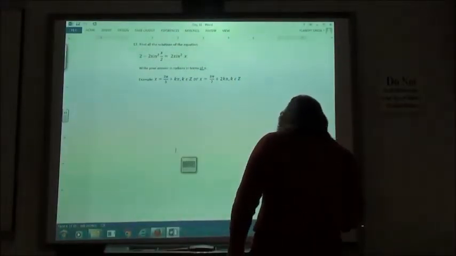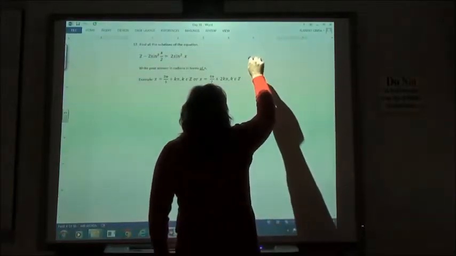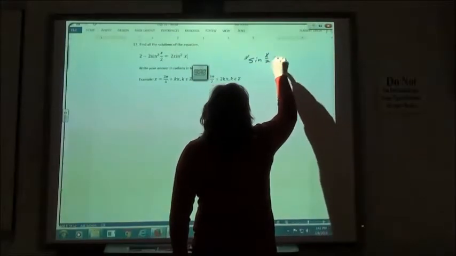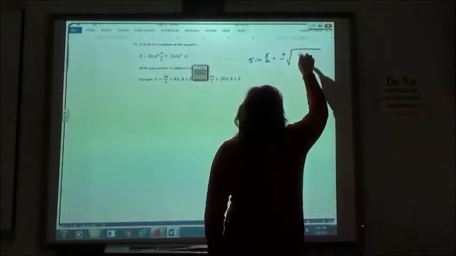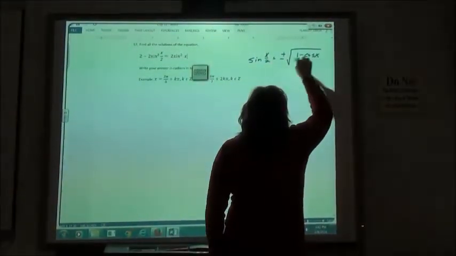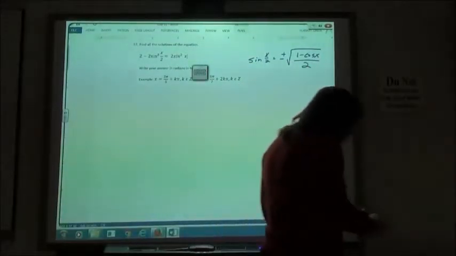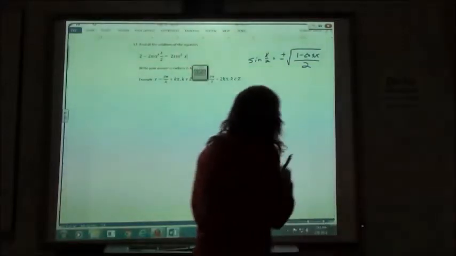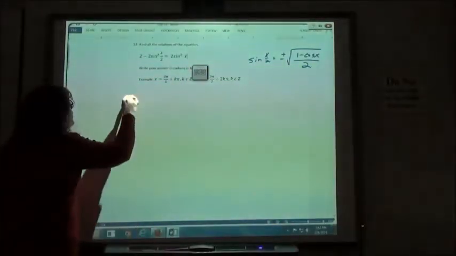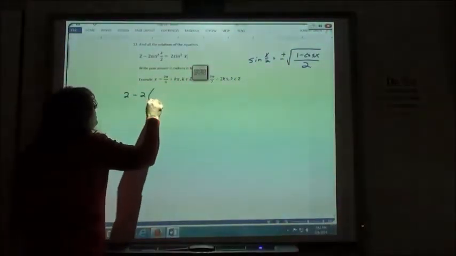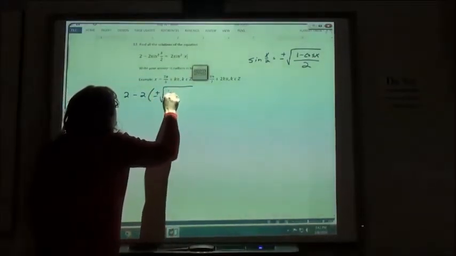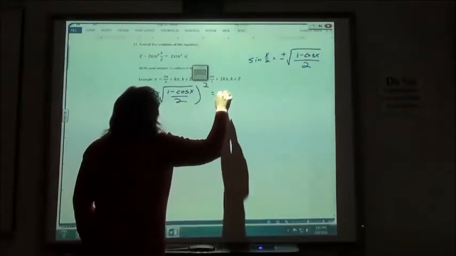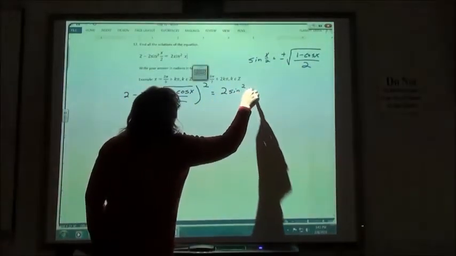Now the board's going to be difficult. The sine of x over 2 is going to be plus or minus the square root of 1 minus the cosine of x over 2, if you look up your half angle identity on that one. So we're going to do 2 minus 2 plus or minus the square root of 1 minus the cosine of x over 2, but we're going to square it, equals 2 sine squared of x.